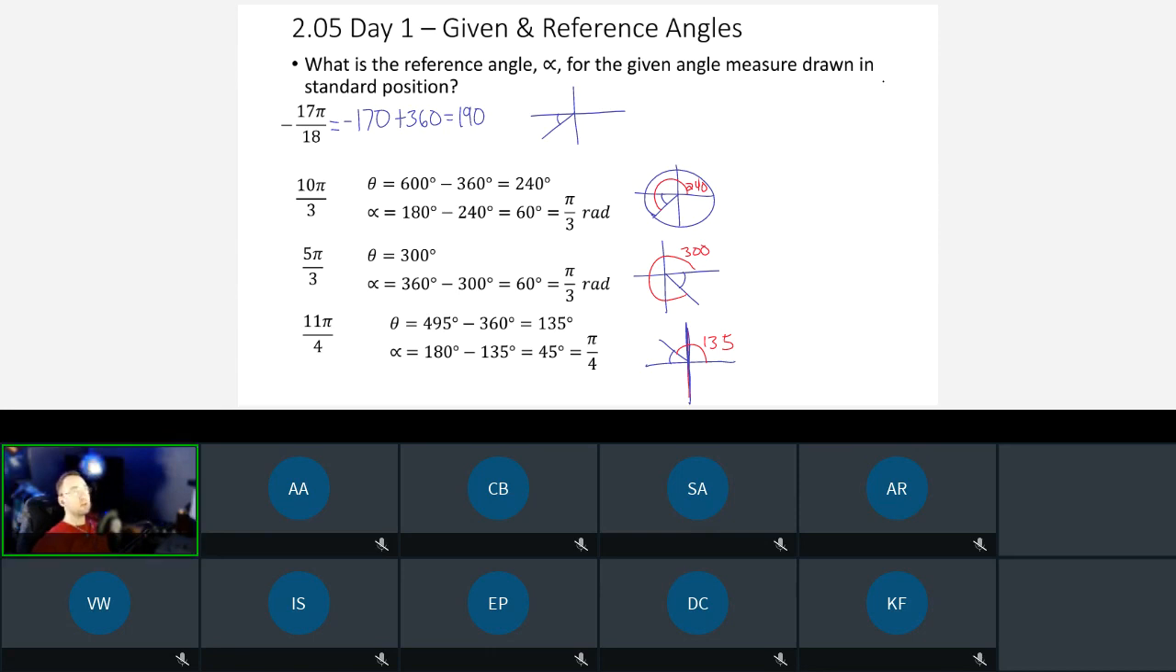And I'm going to switch colors. So that's 190. So we want to do 180. So the reference angle is equal to 180, sorry, not 180, 190 minus 180. And then, well, that's funny. I got the same answer.